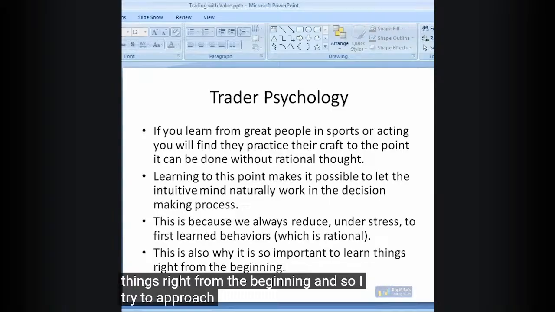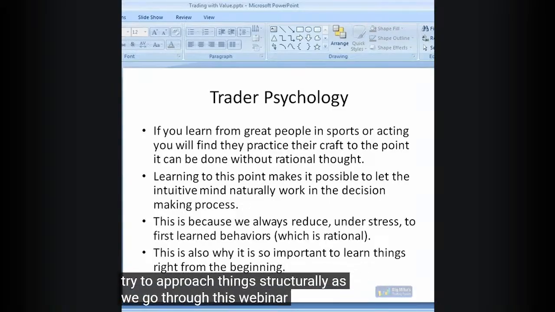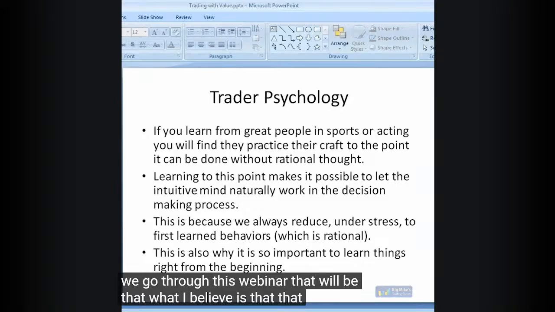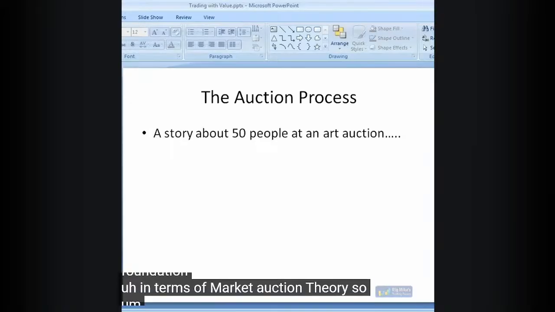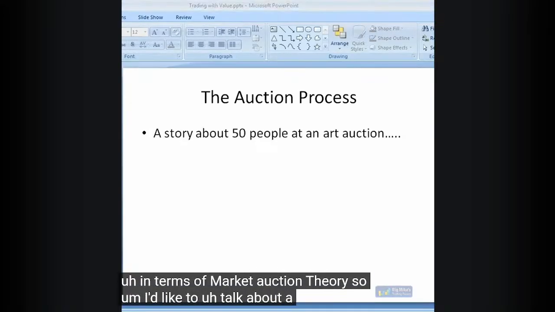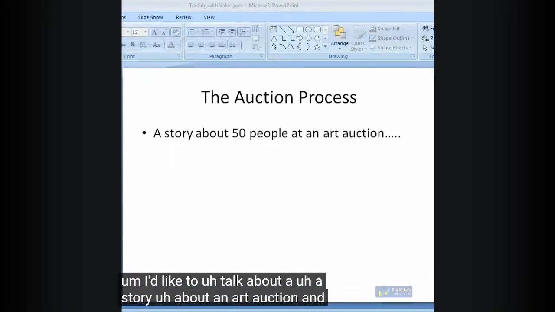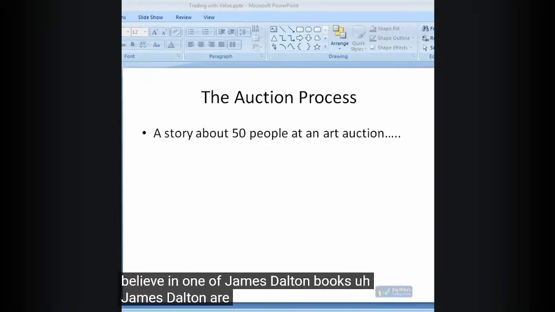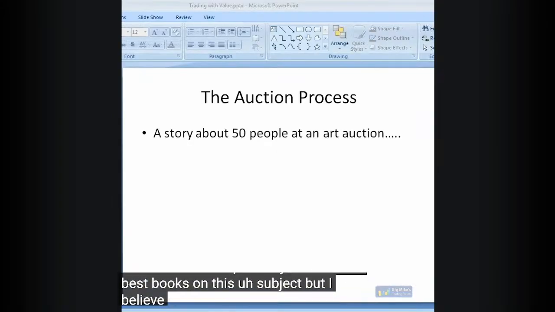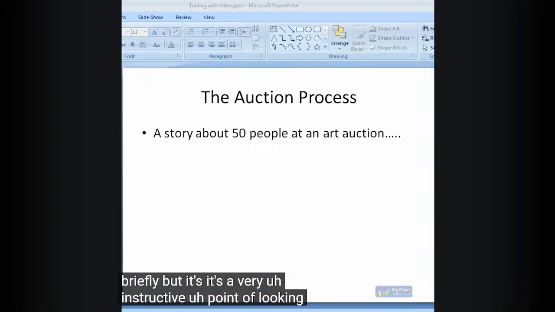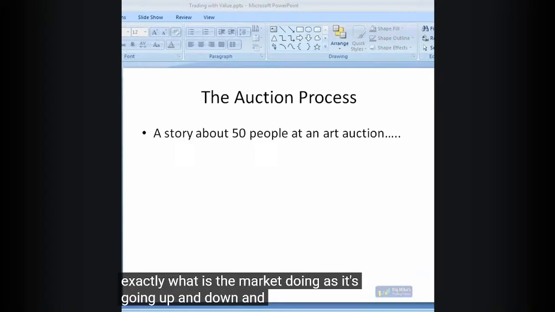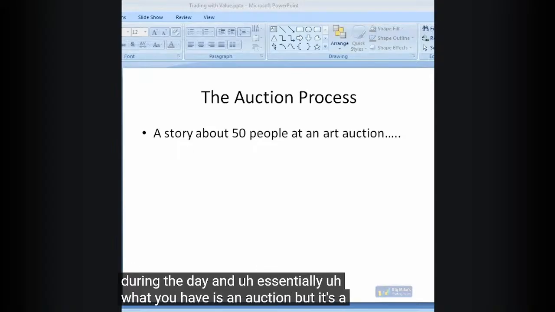So I try to approach things structurally as we go through this webinar, with what I believe is a structure that can give you the foundation in terms of market auction theory. I'd like to talk about a story about an art auction, and I believe it's in one of James Dalton's books. James Dalton's are probably some of the best books on this subject, but I believe in the second one, Markets in Profile, he talked about this briefly. It's a very instructive point of looking at exactly what the market is doing as it's going up and down and alternating during the day. Essentially what you have is an auction, but it's a continuous auction.